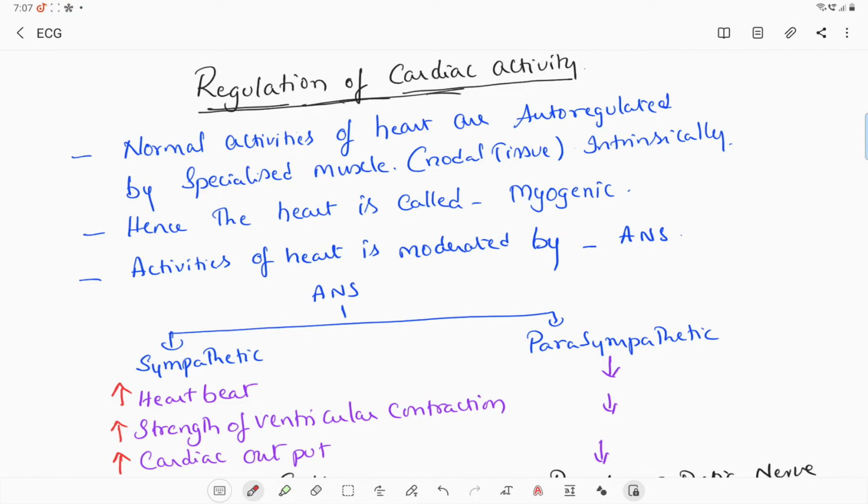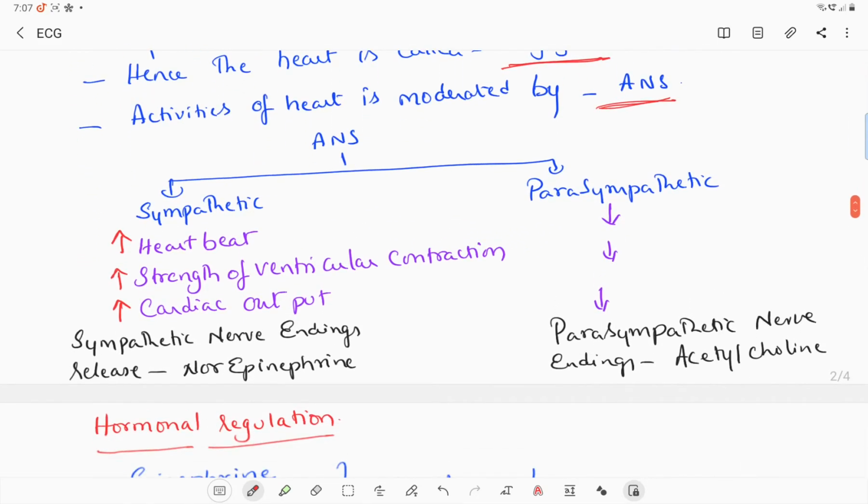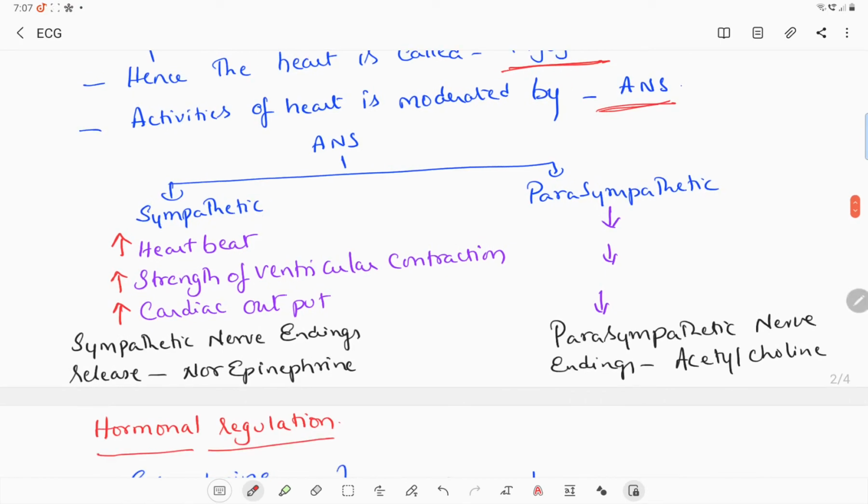So the heart is called a myogenic heart. Then the activities of the heart are moderated by the autonomic nervous system. As you know, this autonomic nervous system consists of the sympathetic nervous system and the parasympathetic nervous system. Now what are the functions of the sympathetic nervous system? The sympathetic nervous system increases the rate of heartbeat, increases the strength of ventricular contraction, and increases the cardiac output.